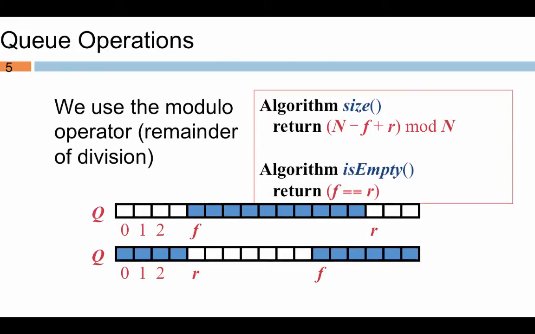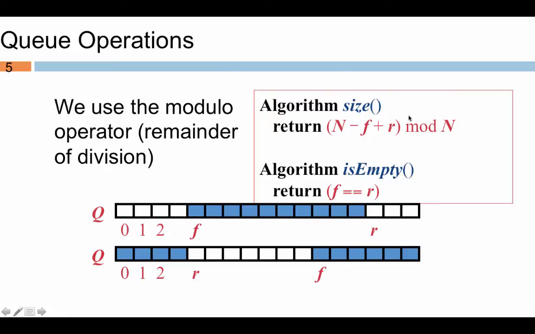Okay, so now let's look at the queue operations. The queue operations are to return the size of the queue, let us look at the function which returns the size of the queue. So this is n minus the front of the queue plus the rear of the queue modulo n. What do I mean by modulo? Modulo is remainder of the division.